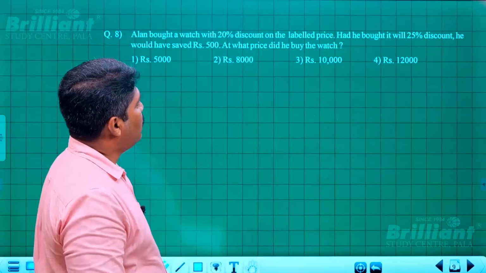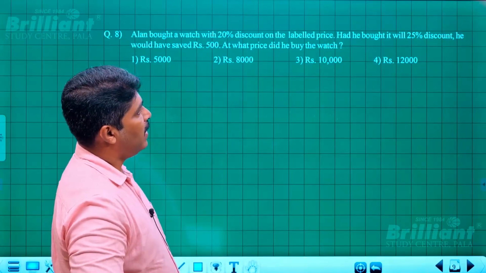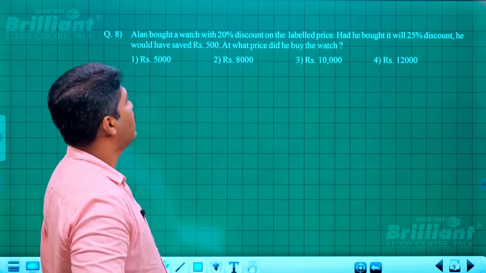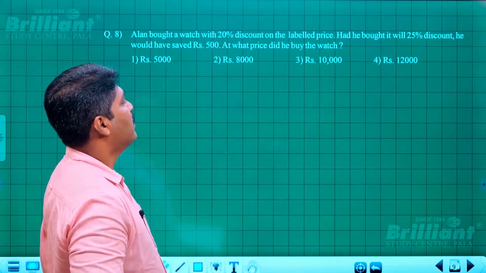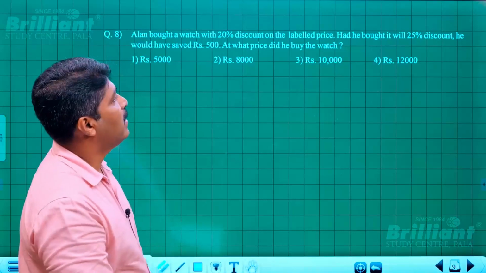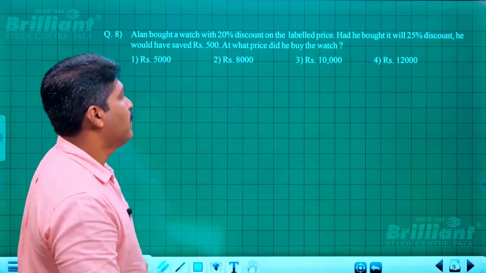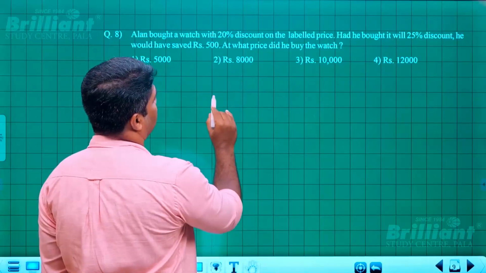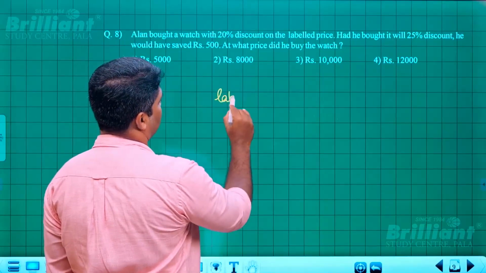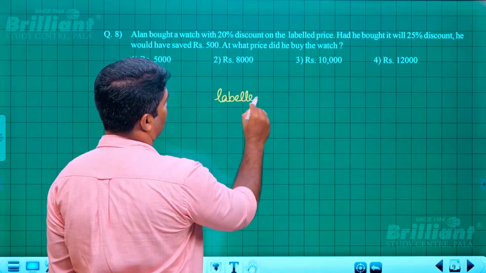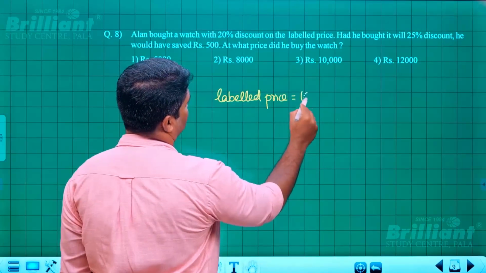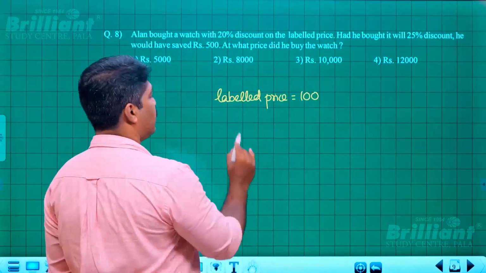Alan bought a watch with a 20% discount on the labeled price. If he had bought it with a 25% discount, he would have saved rupees 500. At what price did he buy the watch? Here, we just consider the labeled price. First we are considering the labeled price, that is the marked price. So take the marked price of this article as 100.